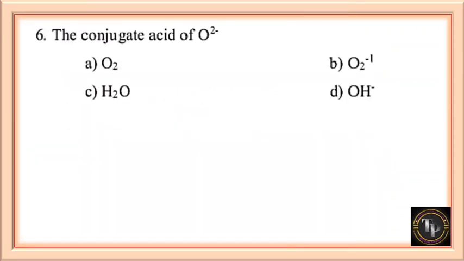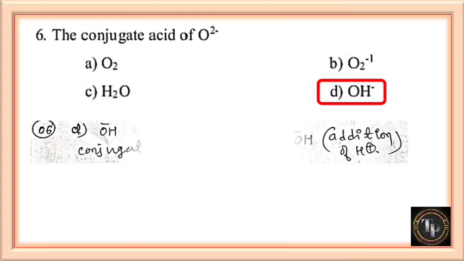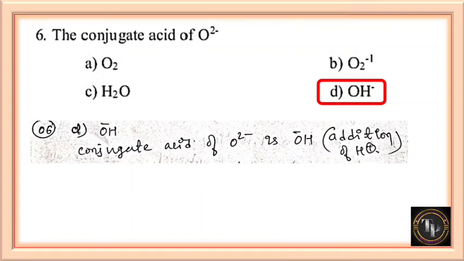The conjugate acid of O2-. Remember guys, I have already made a video on equilibrium, where I told about conjugate acid, base, everything, and how to find them. If you have not seen that, the link is given in the description. First go through that. So the conjugate acid of O2- means, if you want the conjugate acid, add H+ to O2-. When you add H+ to O2-, 1 plus and 1 minus charge are eliminated, so you have OH-. So the answer is D. The conjugate acid of O2- is OH-, by addition of H+ to O2-.